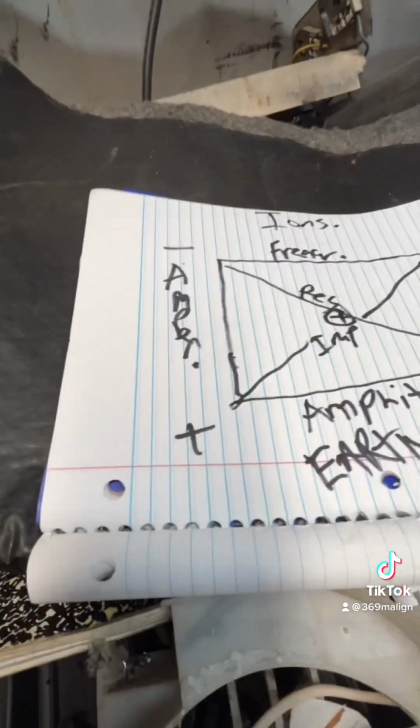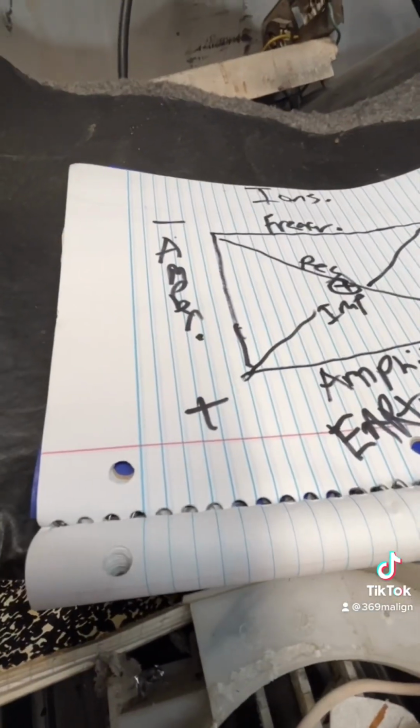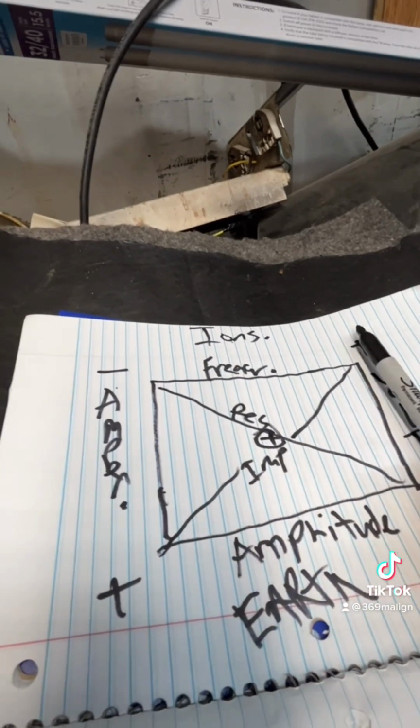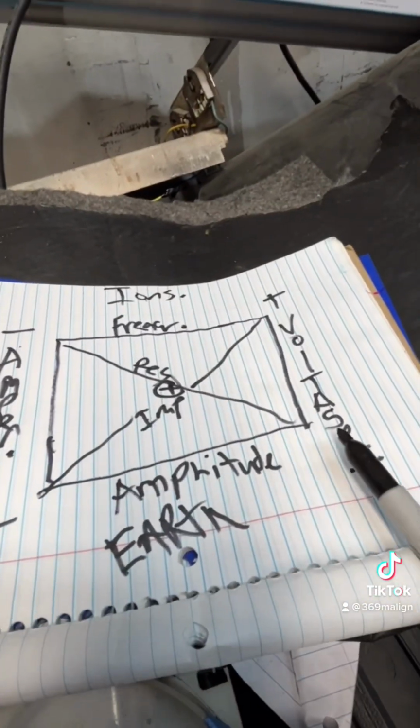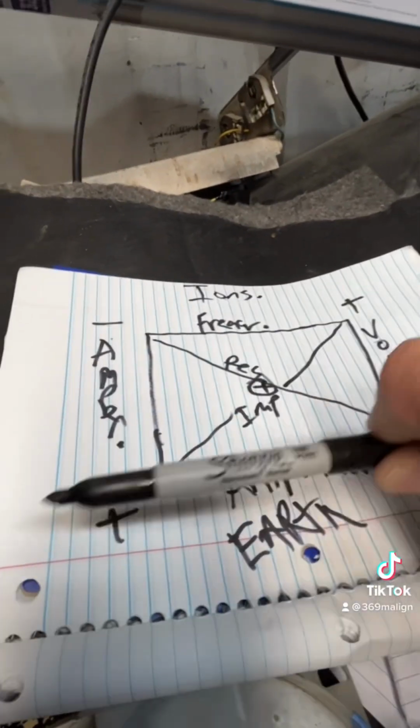So as you move into higher frequencies, you get lower amplitude. See, as the frequency increases, the amplitude decreases. And as the voltage increases, the amperage decreases. It's a trade-off.